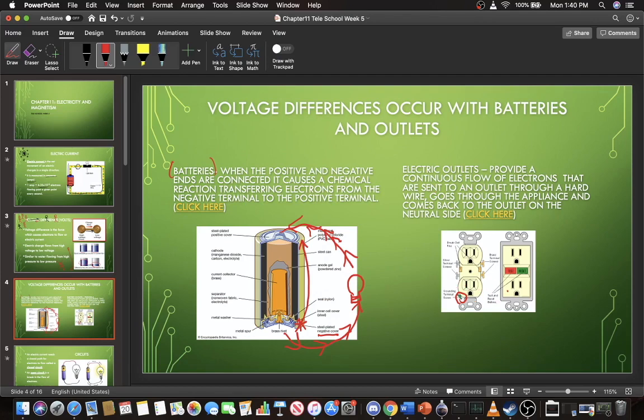You have the test and reset buttons. So if you're ever having a power issue with your outlet inside the wall, you can press the reset button in order to get it to probably reset your breaker. Okay.